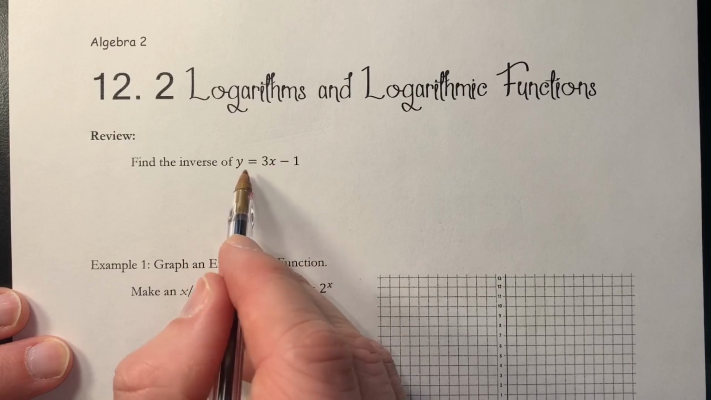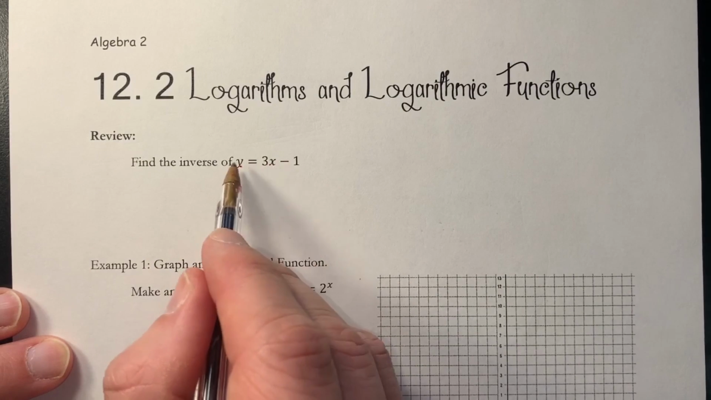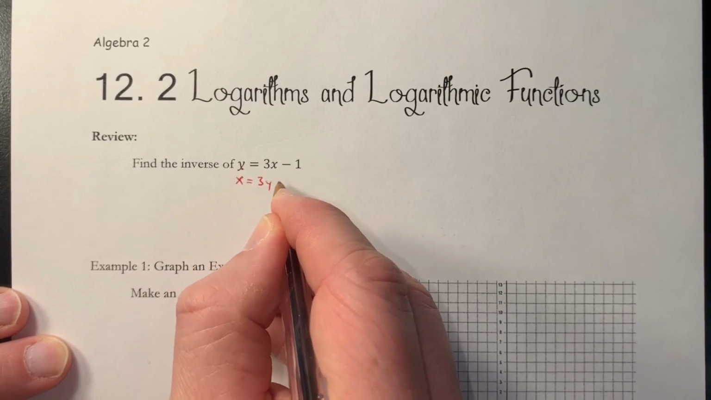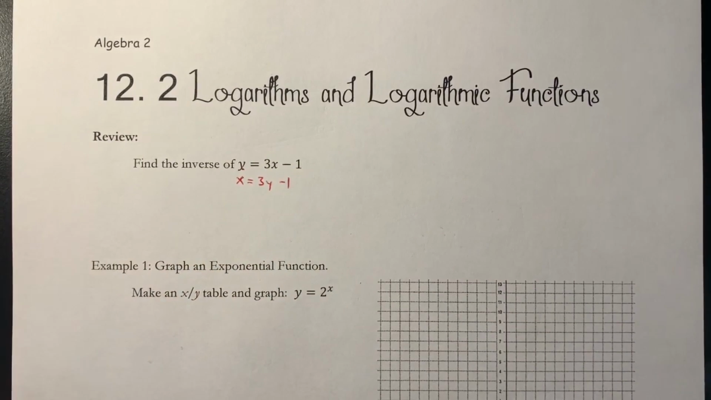So x is the input, y is the output. So when I switch those, I get x equals 3y minus 1. And then I'm going to solve for y to find what that inverse is.